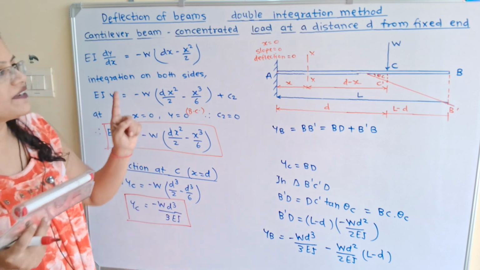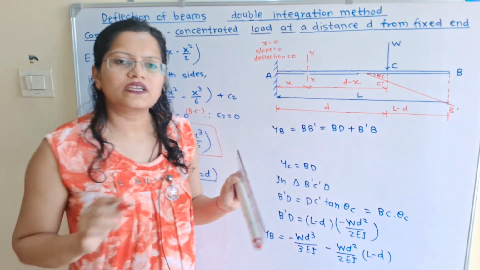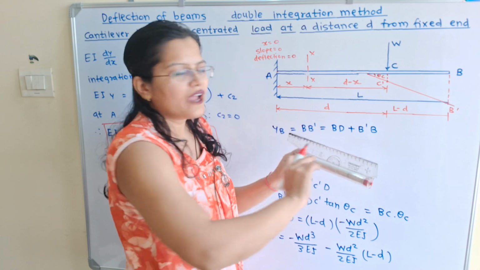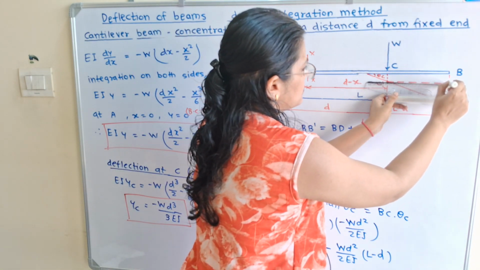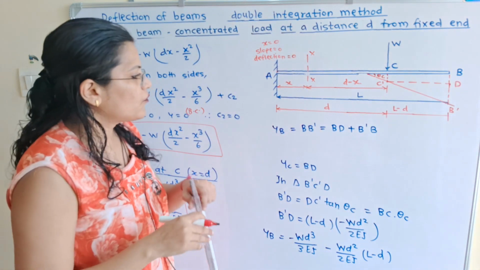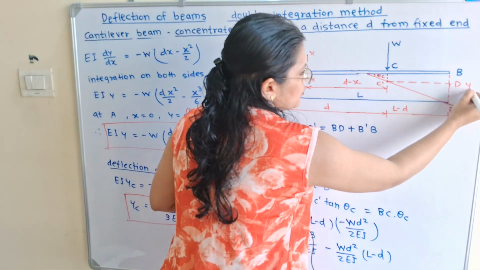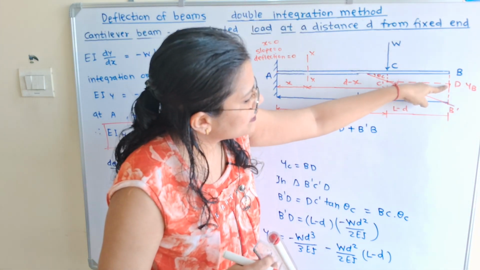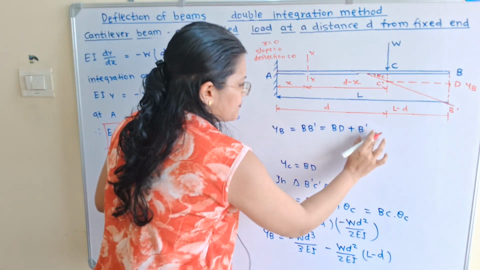Now how to find out deflection at the end B? If we observe, I will make one construction. I will extend this point C dash, and I will drop one perpendicular line on the B dash. And here is the point of intersection, that is point D. Now what is this total deflection at B? That is known as yB. So this yB is equal to BD plus DB dash. So here will be D.